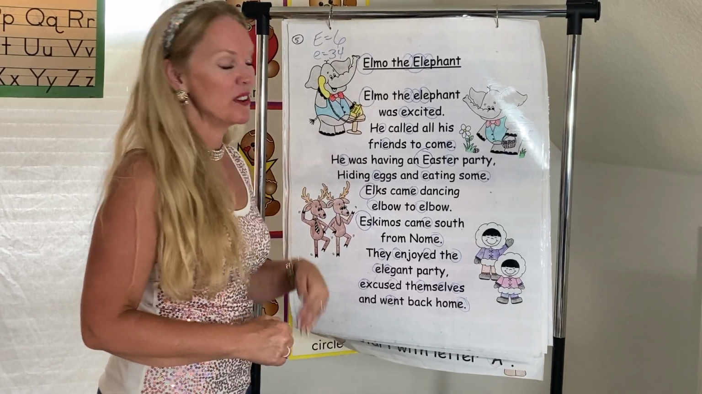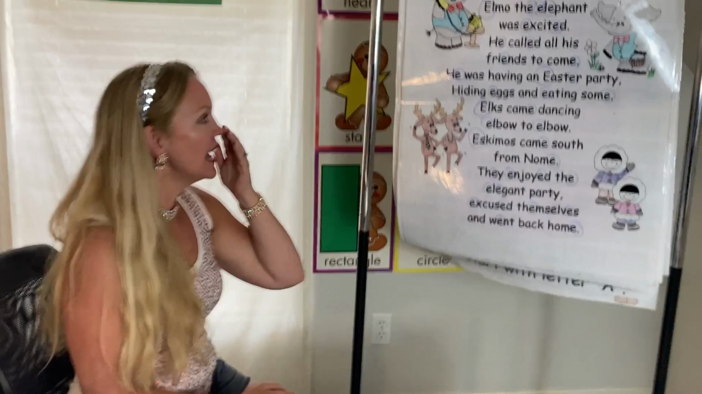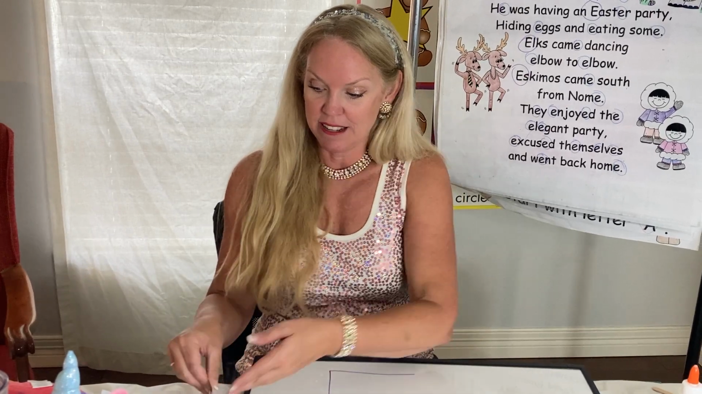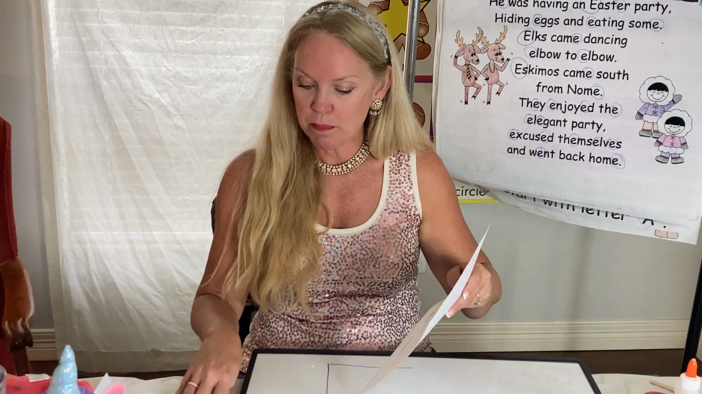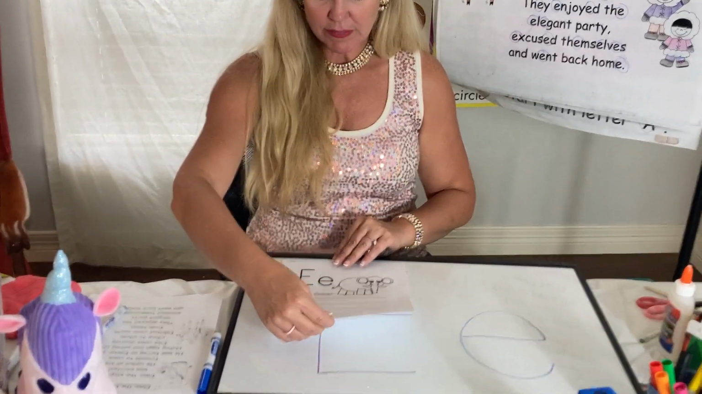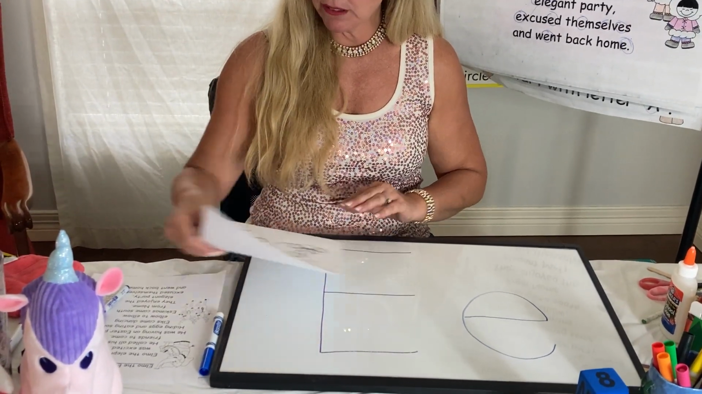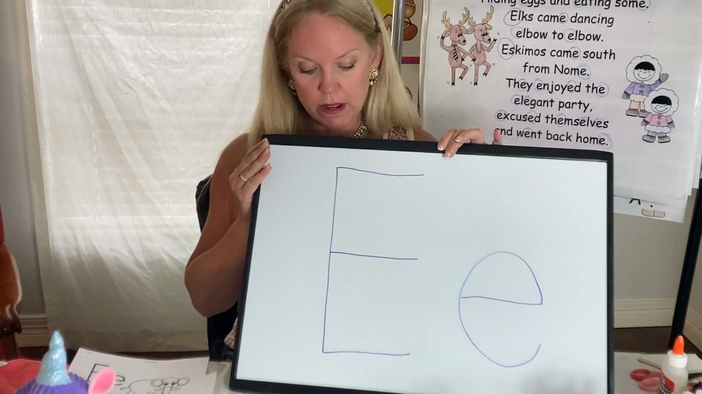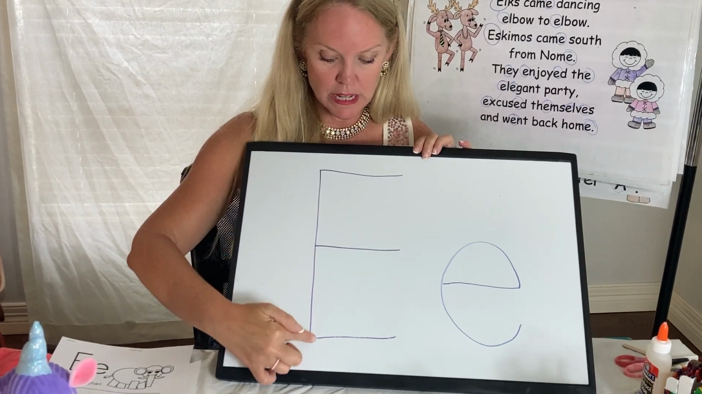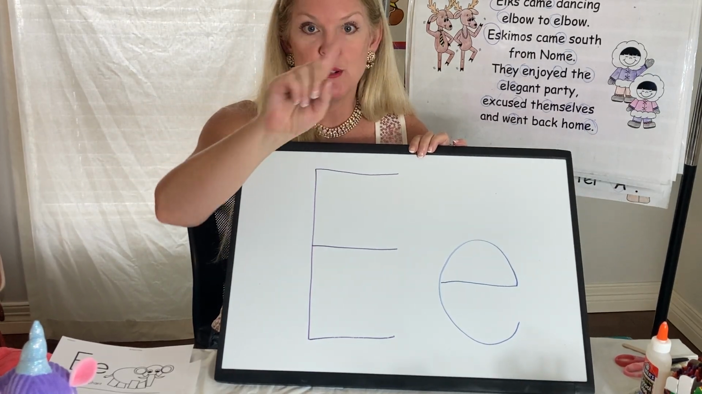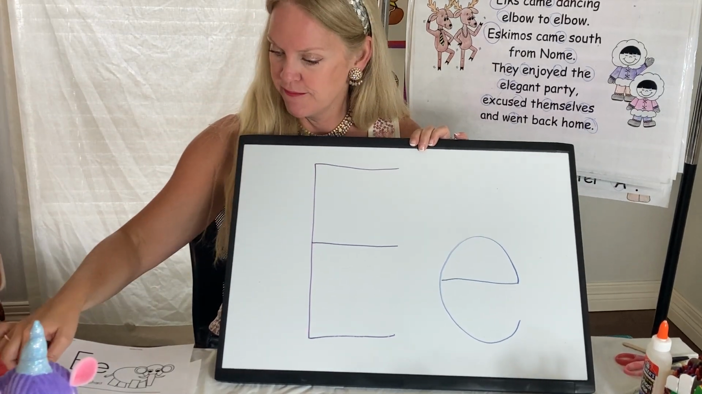I like that song. All about the letter E, elephants and elks and Eskimos. Now let's learn how to write the letter E. If you have your paper handy, get it ready so you can trace and make your letters with me. We're gonna start on my board. We're gonna do the letter E first with your finger. I want you to trace what I'm doing with your finger, okay?